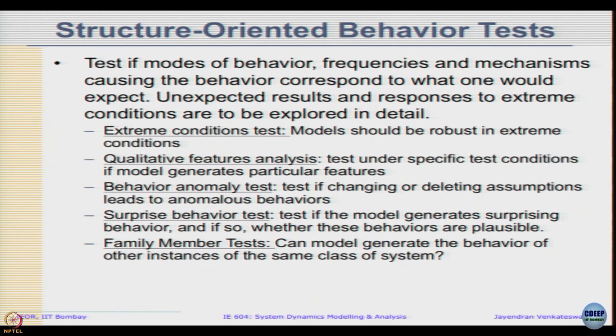One is the extreme condition test, similar to what we observed for structure in the previous step. We can plug in extreme values, run it, and see whether the model is robust in those conditions, or whether it throws errors. Then qualitative features analysis tests whether, in a specific condition, the model generates a particular behavior. We try to make the model as generic as possible, but in reality we will find that only one scenario has occurred, and under that scenario we know what kind of behavior can occur. So if we plug that scenario into the model, can we get a similar behavior under those conditions?